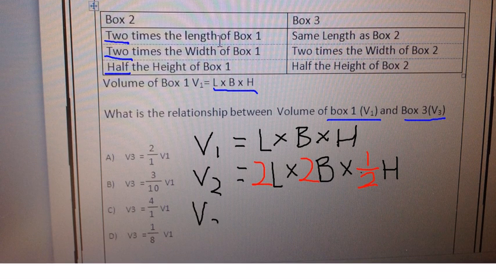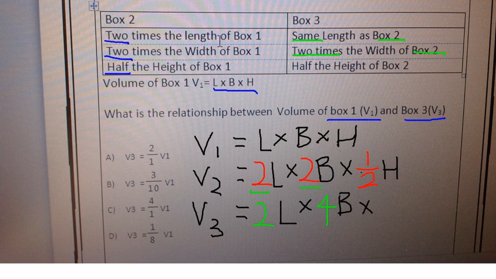So box 3, which is V3, let's start with the L. L. Okay. How much L? So as you can see from the top, it is the same length as box 2. So what is box 2's length? Box 2's length is 2L. So it's the same. So V3's length is also 2L times how much B. If you look at the top, it is 2 times box 2. So box 2's B is already 2. So 2 times 2 will give you, that's right, 4.